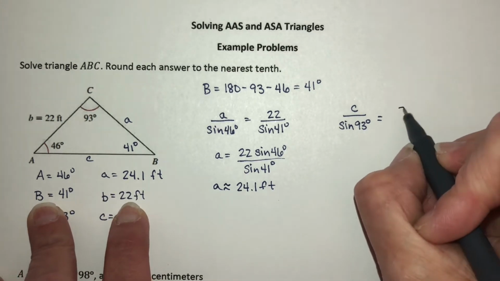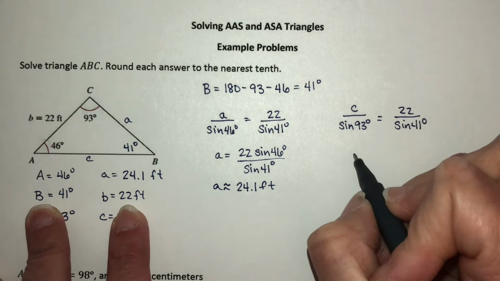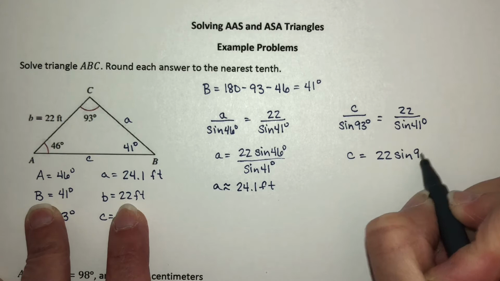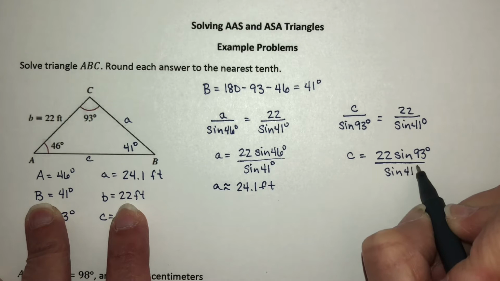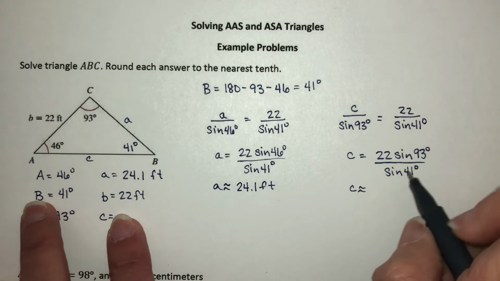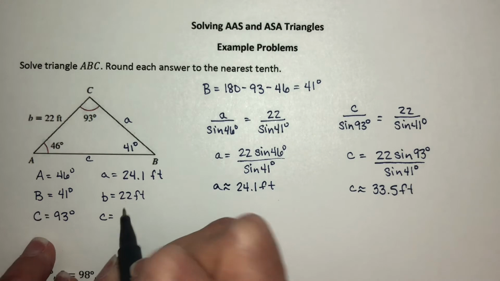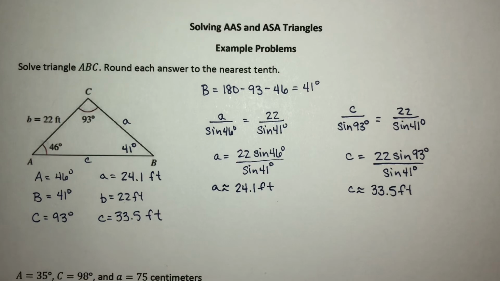So this would equal 22 over sine of 41 degrees. So side C is 22 sine of 93 degrees over sine of 41 degrees. Plug that into your calculator and you'll get that C is approximately 33.5 feet. And we found all 6 pieces of that, so that is the triangle solved.